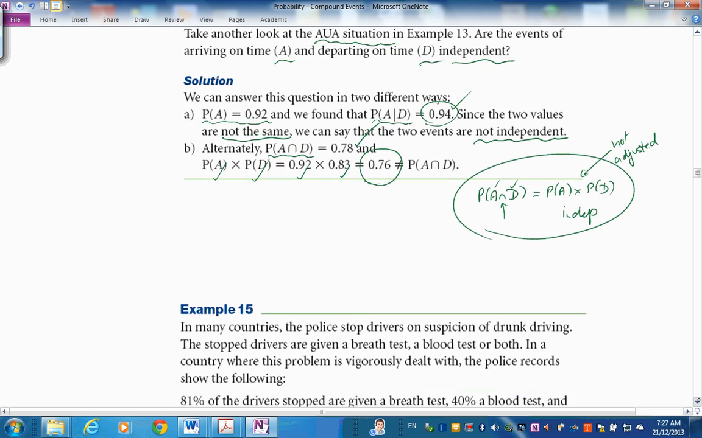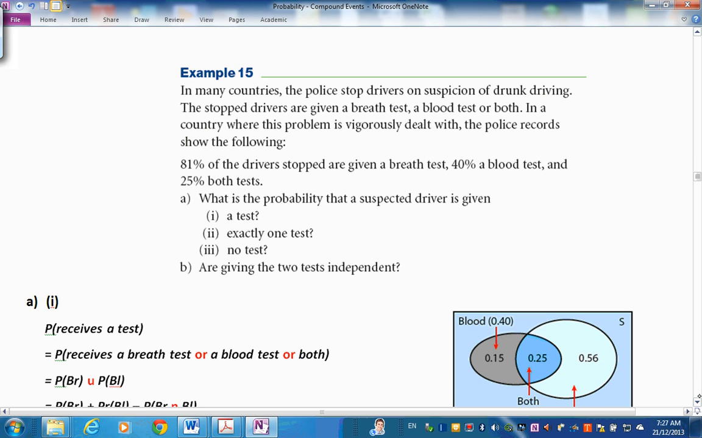Alright, so let's have a look at example 15. In many countries, police stop drivers on suspicion of drunk driving. They give a breath test, a blood test, or both. In a country where this problem is vigorously dealt with, police records show the following. 81% of the drivers stopped are given a breath test, 40% a blood test, and 25% both tests. What is the probability the suspected driver is given a test?